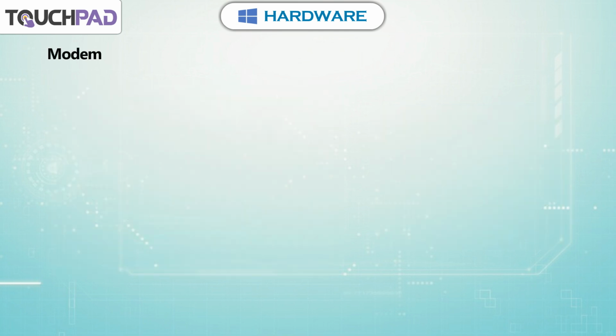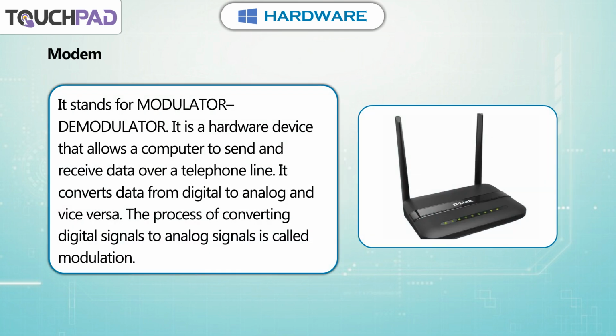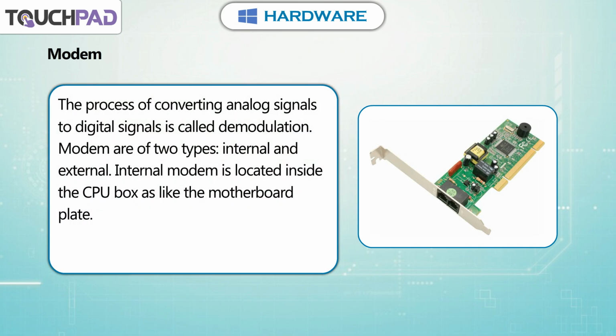Modem. It stands for modulator demodulator. It is a hardware device that allows a computer to send and receive data over a telephone line. It converts data from digital to analog and vice versa. The process of converting digital signals to analog signals is called modulation. The process of converting analog signals to digital signals is called demodulation.